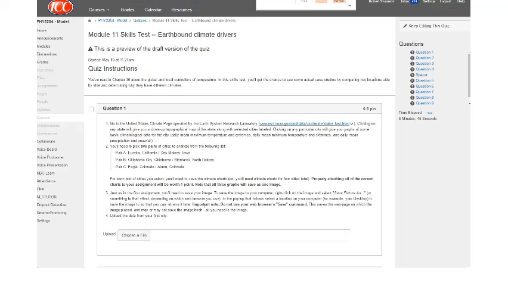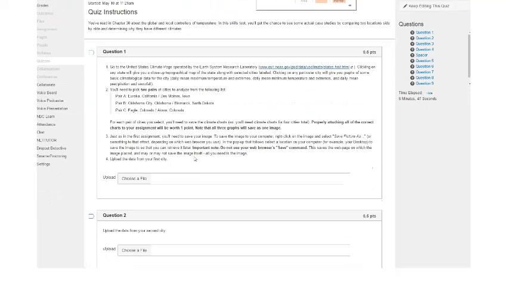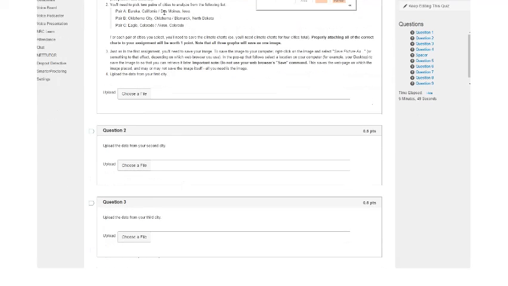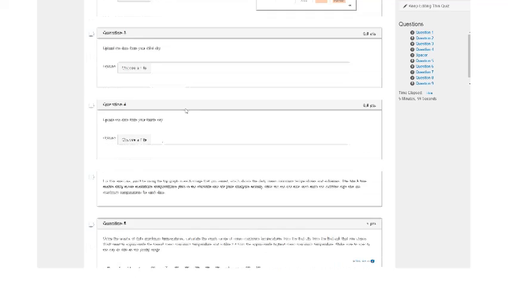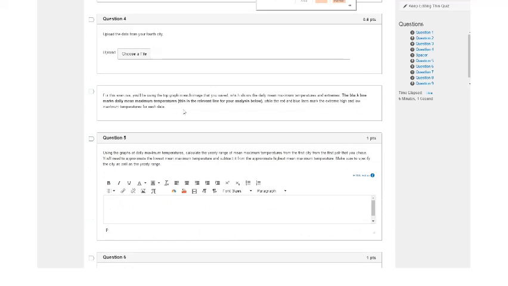So you have that graph, you upload it for Eureka. You do the same thing for the next city. So if you chose the first pair, you'd need to do Eureka, California, as well as Des Moines, Iowa. Then you also have to choose another pair. So you do all four cities, grab those graphs, and upload them. Now, what do you do with those graphs?